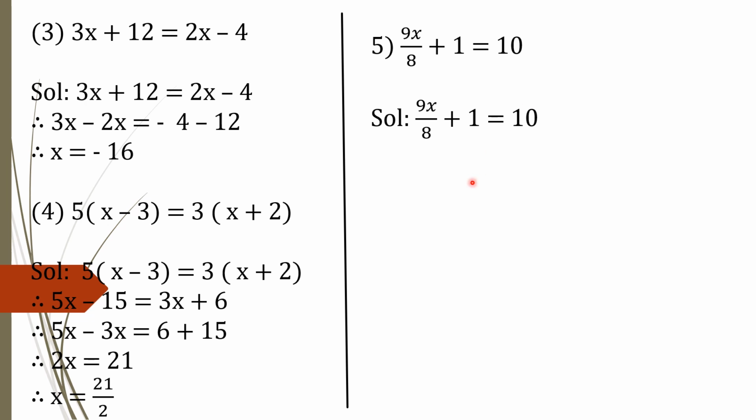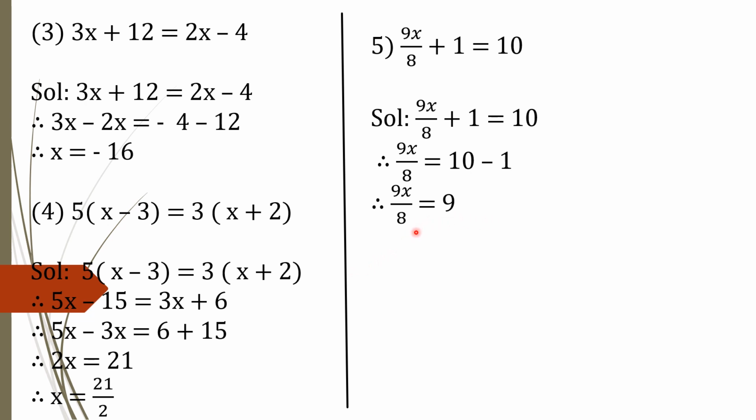So our next step would be, therefore 9x upon 8 equal to 10. Write down 10, already it is there in right hand side. Now this plus 1 will go to right hand side, so it will become minus 1. So you'll get 9x upon 8 equal to 10 minus 1. So let's simplify, let's solve this. 10 minus 1 will give you 9. So you'll write down the step, that is 9x upon 8 equal to 9.